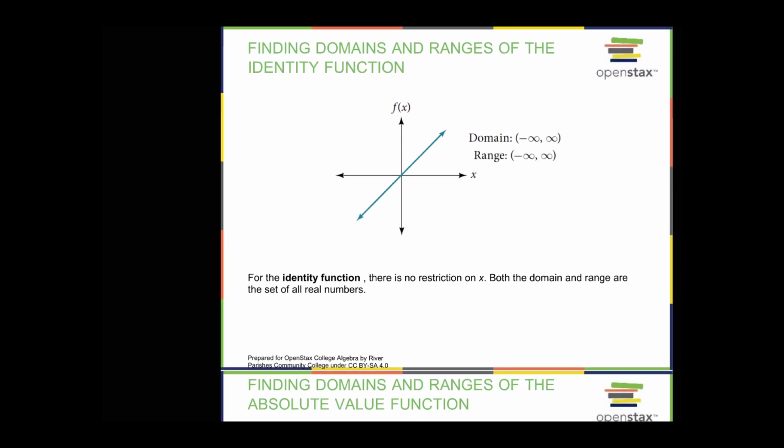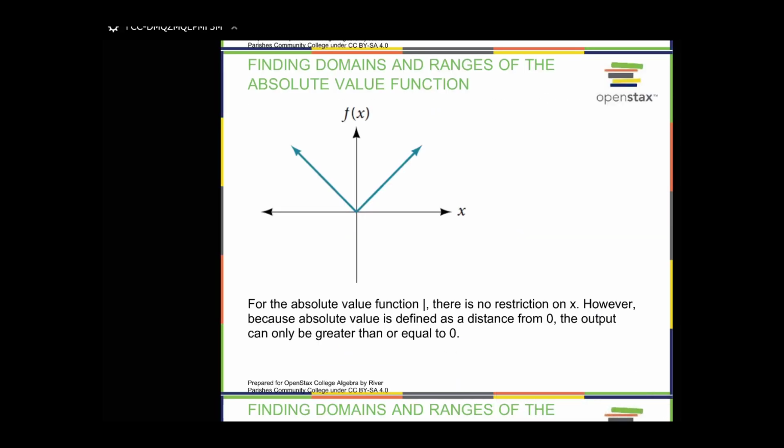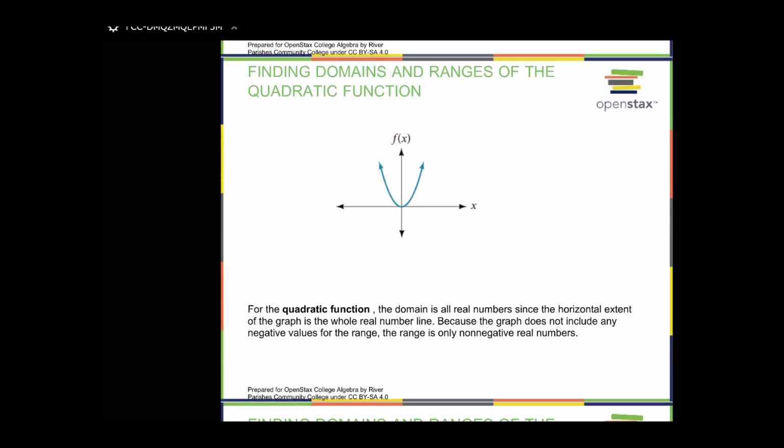For, in this case, the identity function. So for the absolute value, the leftmost point is negative infinity. The rightmost point is positive infinity. So that's the domain. For the range, the bottommost point is 0. The topmost point is infinity. So there's the domain and range of that one. So similarly, the domain is negative infinity to positive infinity for a quadratic. The lowest point is 0, so 0 to infinity would be the range.